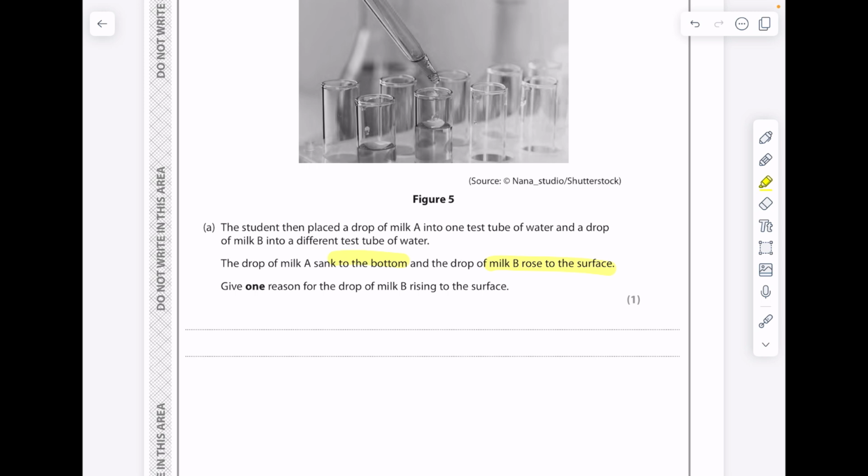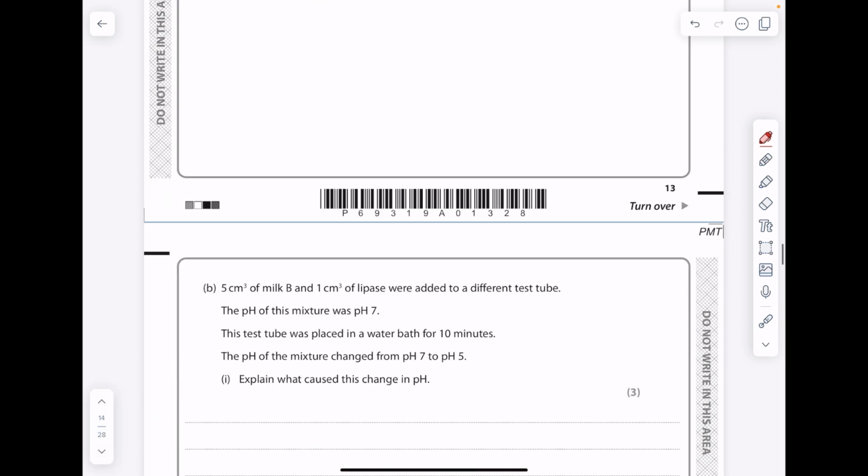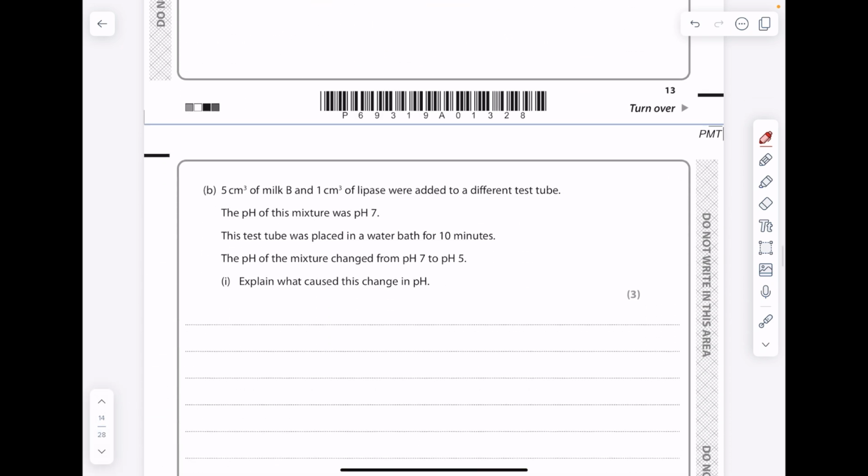Give one reason for the drop of milk B rising to the surface. I'd be keen to go for a bit of a physics answer there, which is that milk B is less dense. You could have also said that it contains a higher fat content. 5 centimetres cubed of milk B and 1 centimetres cubed of lipase. Remember, that's an enzyme which breaks down lipids into fatty acids and glycerol.